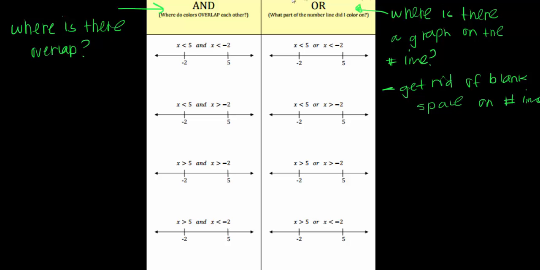So let's look at these. I'm going to start off by graphing the inequalities. Now you can see that the inequalities on the left are the same as the ones on the right. I'm just going to give you the different interval notations for the and or problems. So the first one is x is less than 5 and x is less than, this is going to be with a parenthesis, x is less than -2.